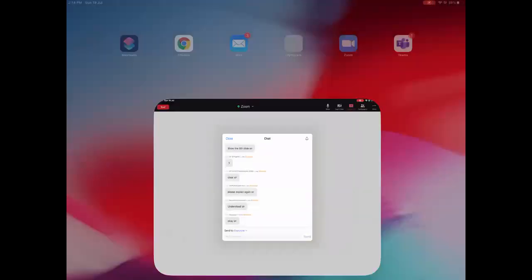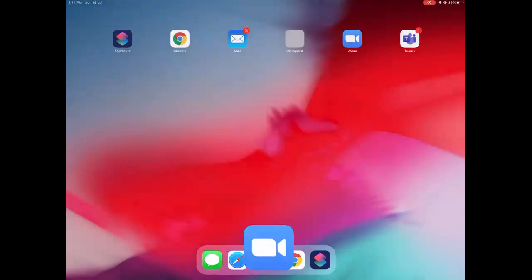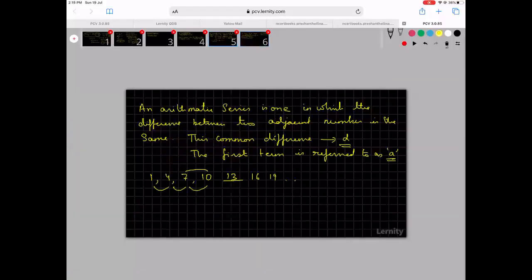Okay, I will show you the fifth slide, and then I missed one. An arithmetic series is one in which the difference between two adjacent numbers is the same. Adjacent means next to each other. Okay, so just as you write, 1 minute, you please go here. This is very important. Write this, I'll come.